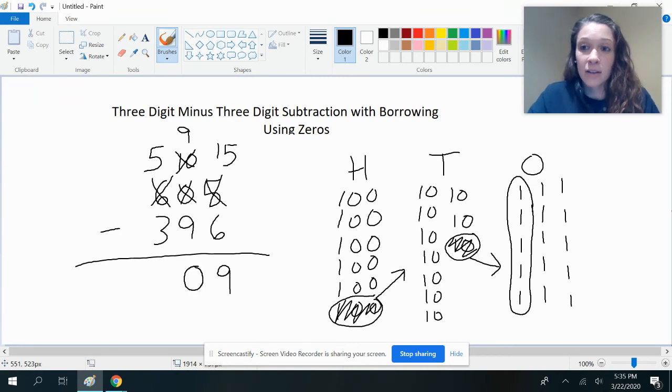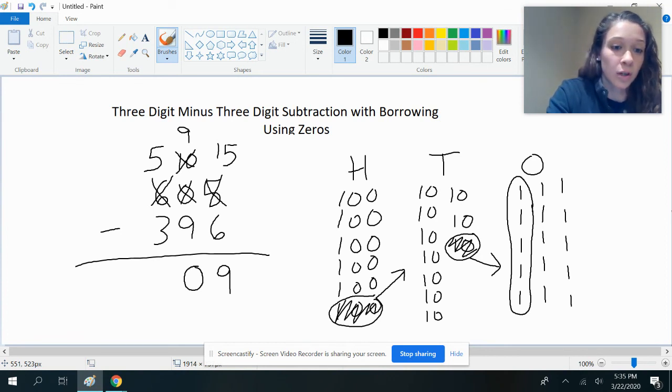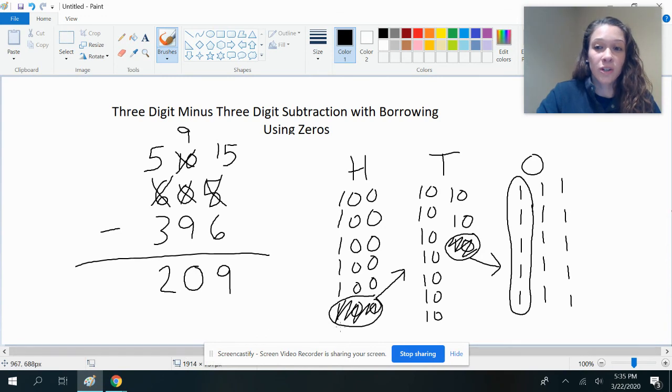Okay. Now the last thing I have to do is just 5 minus 3. So 5, take away 3. 1, 2, 3 is 2. So I'm just going to write that in my hundreds place. So our answer is 209.